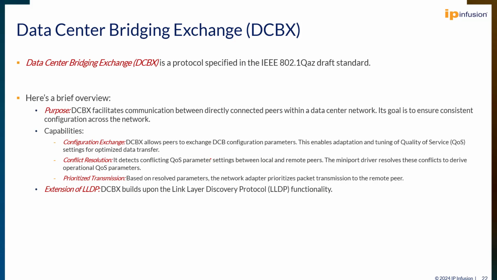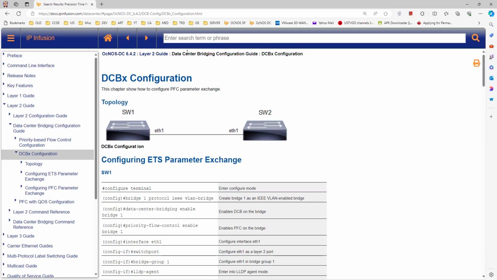And of course, let me just show you that there is a configuration guide in here. If I go to the IP Infusion website and go to the documentation, as you can see, we have the documentation separate for data center and also for service provider. In this case, I have opened the data center version. As you can see, it is docs.ipinfusion.com/datacenter. And if you want the service provider, you can just type service provider instead of data center, and you can check for DCBX configuration.